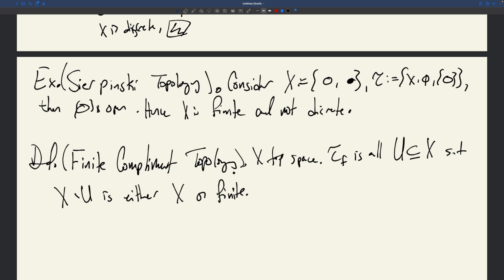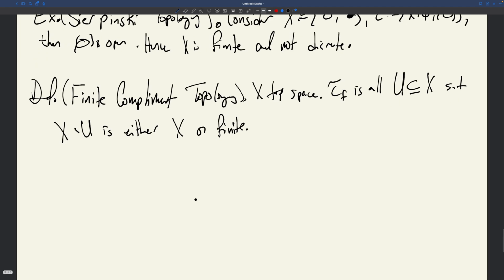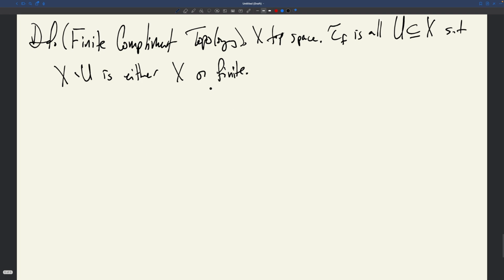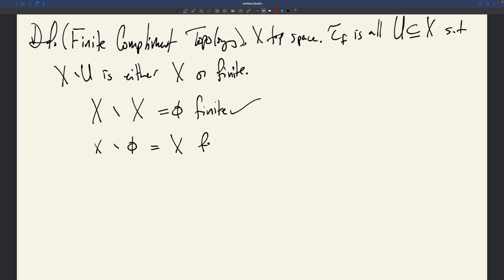Let's think of a couple of things, just the bare minimum of the finite complement topology. X set minus X is going to be the empty set, which is finite. So we know that exists. X set minus the empty set is going to be X, which we know is also in our topology. So that's at least a trivial topology.